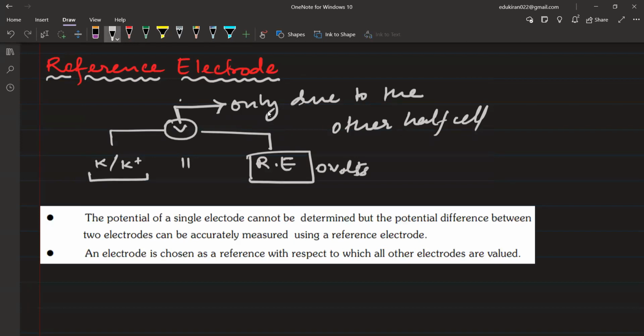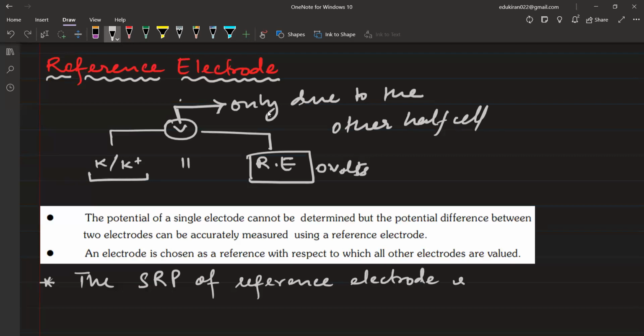The potential of a single electrode cannot be determined, but the potential difference between the 2 electrodes can be accurately measured using a reference electrode. An electrode is chosen as reference with respect to which all the other electrodes are valued. Okay, next point, write it down. The SRP of reference electrode is assumed to be 0.